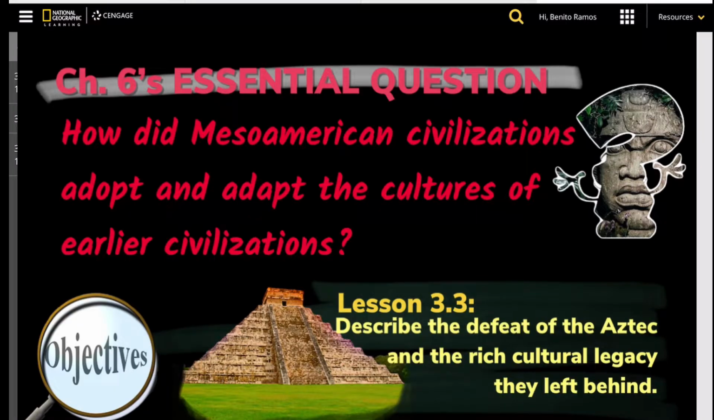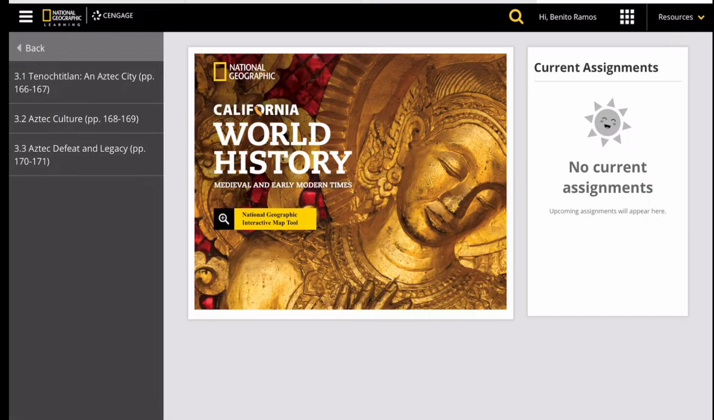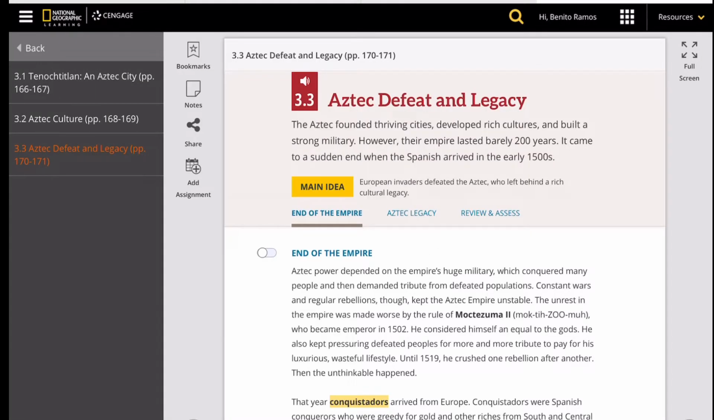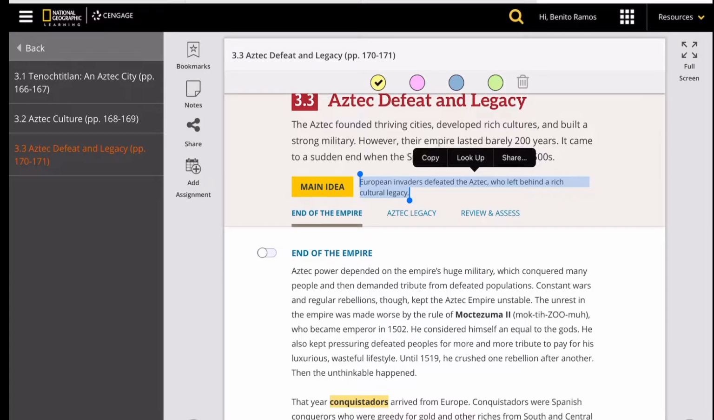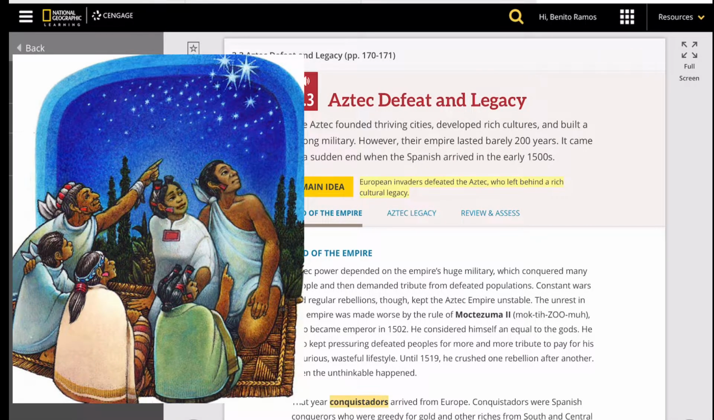Let's start with the chapter's essential question. How did Mesoamerican civilizations adopt and adapt the cultures of earlier civilizations? The objective of this lesson is to describe the defeat of the Aztec and the rich cultural legacy they left behind. Spanish conquistadors, or conquerors, defeated the Aztecs, but archaeologists have been able to learn about the civilization from the ruins, artifacts, and writings that survived the conquest.